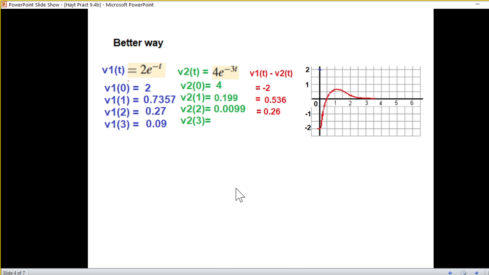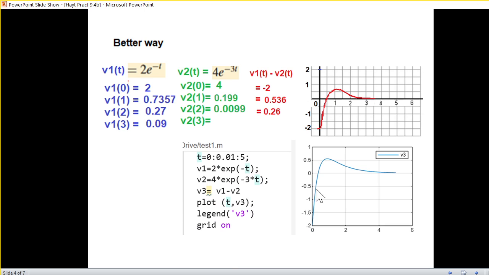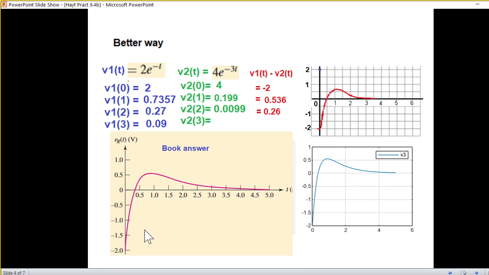But the best way is obviously to take the help of MATLAB. So this is the program I had written for MATLAB. And you can see this is a much better plot. And the answer given in the book is obviously much clearer, but of the same type.